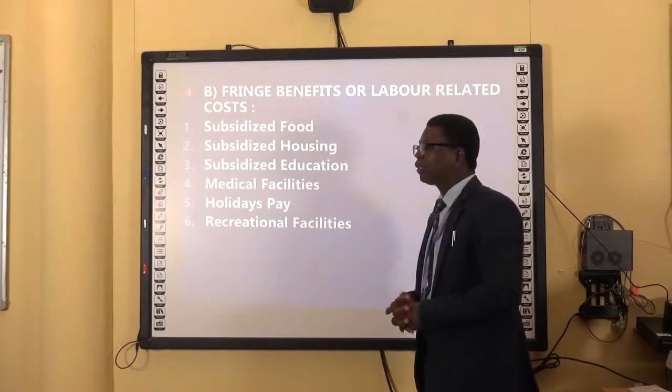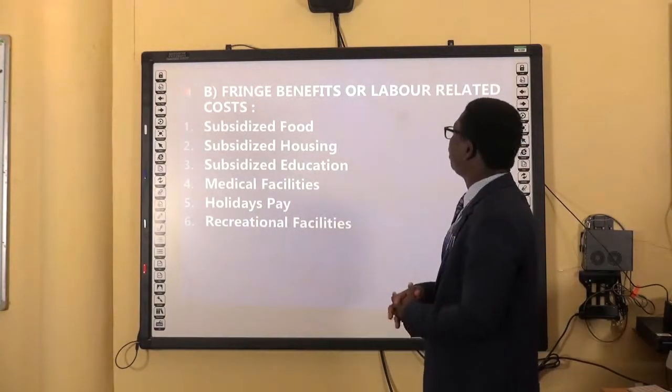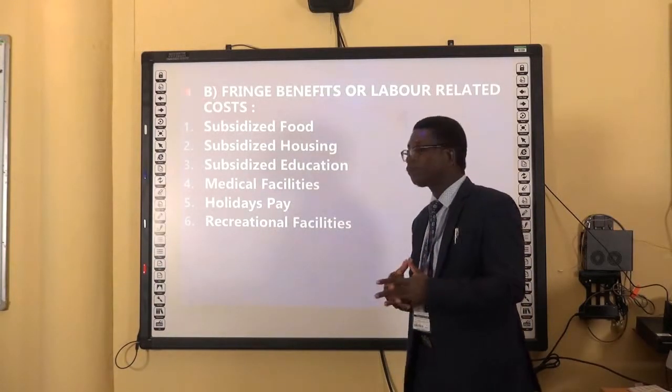Then we have the second classification, fringe benefits or labor-related costs. These are not monetized.